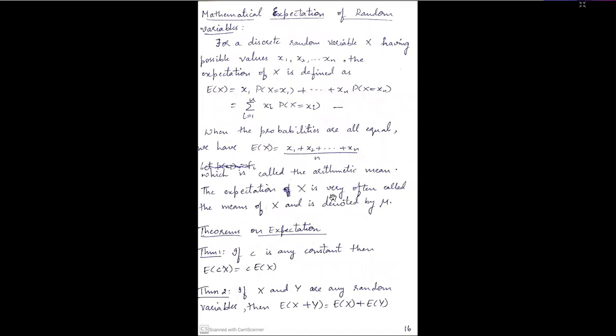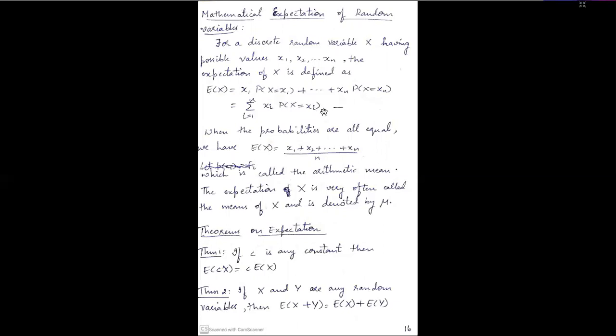Now let us look at the next definition, that is mathematical expectation of random variables. For a discrete random variable x having possible values x1, x2 and so on up till xn, the expectation of x is defined as E(x) = x1 P(x = x1) + ... + xn P(x = xn). So you're multiplying each xi with its probability and taking the sum. So E(x) = summation i = 1 to n of xi P(x = xi).